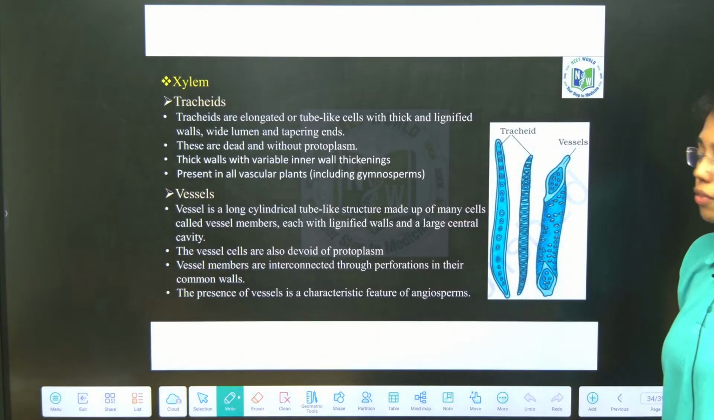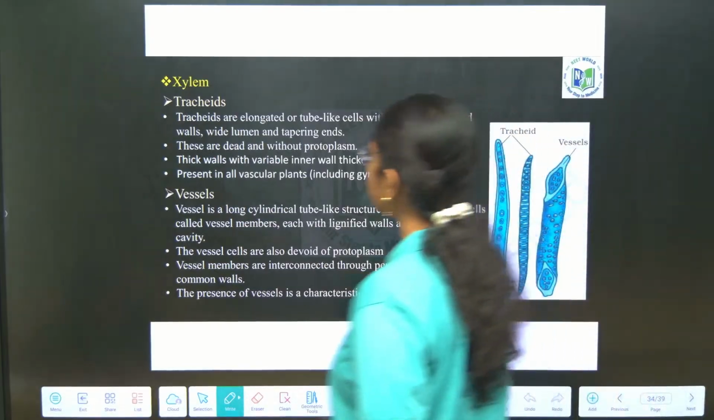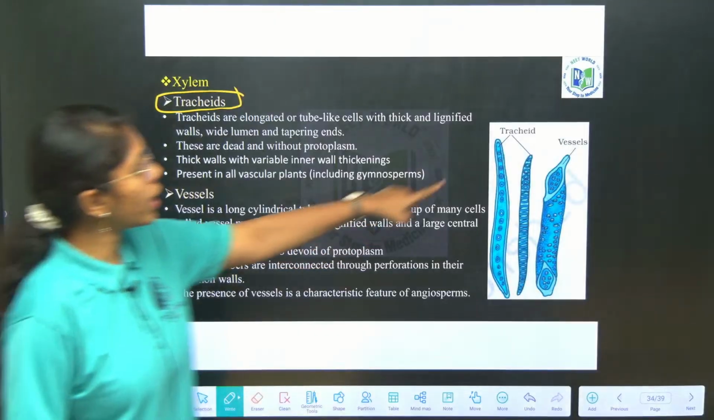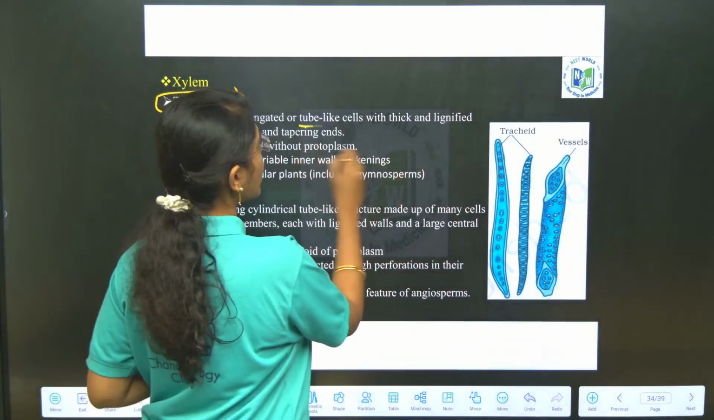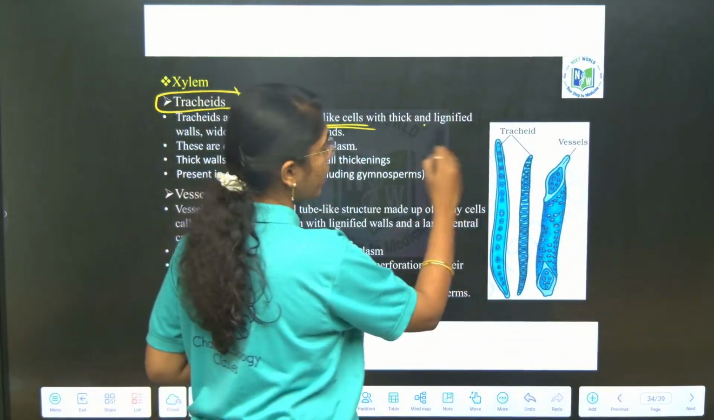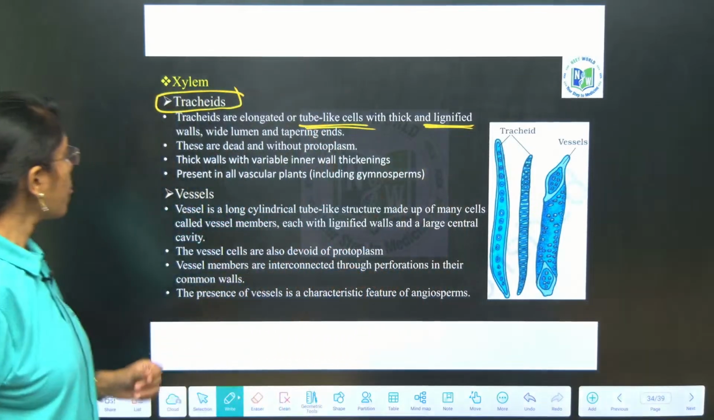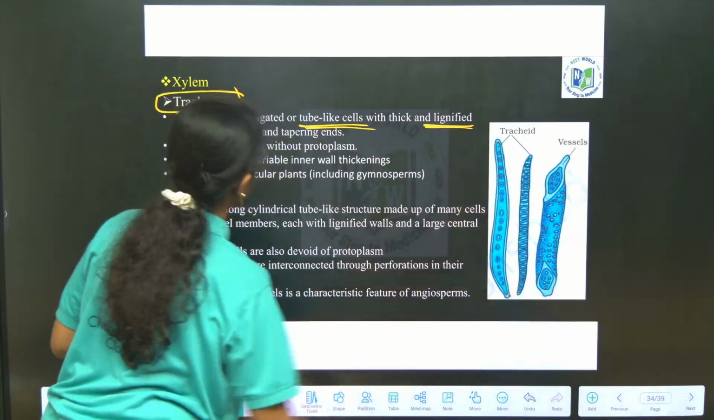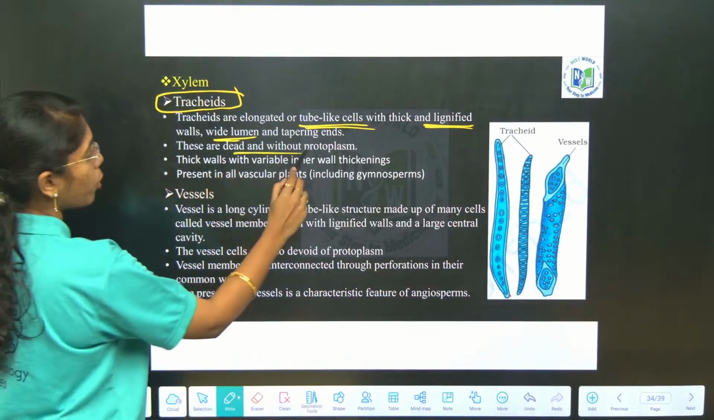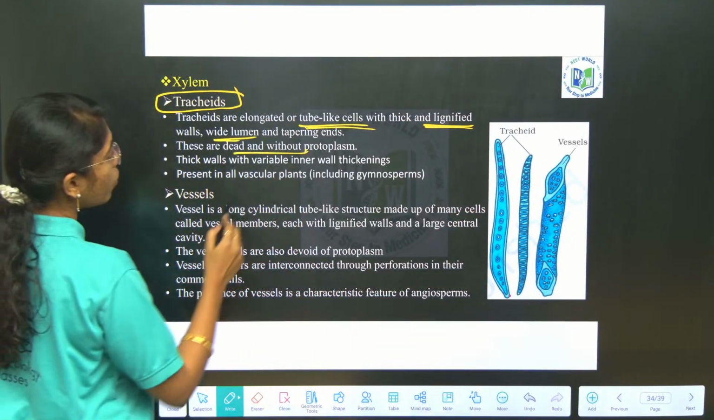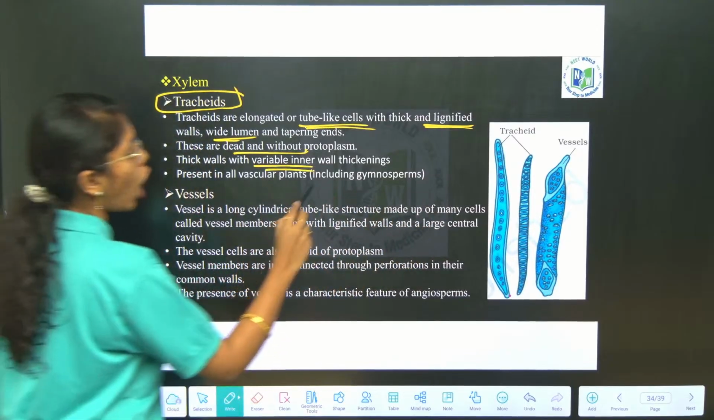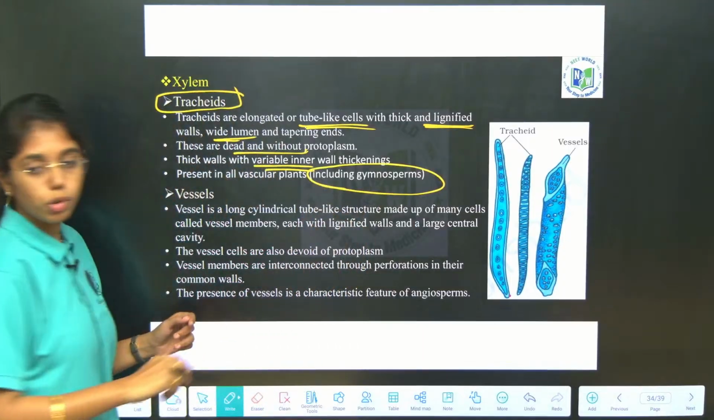Look into the features of each type of tissue in the xylem. Xylem first is what? It has tracheids. Tracheids, how can you describe them? They are elongated tube-like cells, thick and lignified at the walls. They have wide lumen with tapering ends. They are dead, without protoplasm. Thick walls with variable inner thickenings are present, and they are present in all vascular plants including gymnosperms.